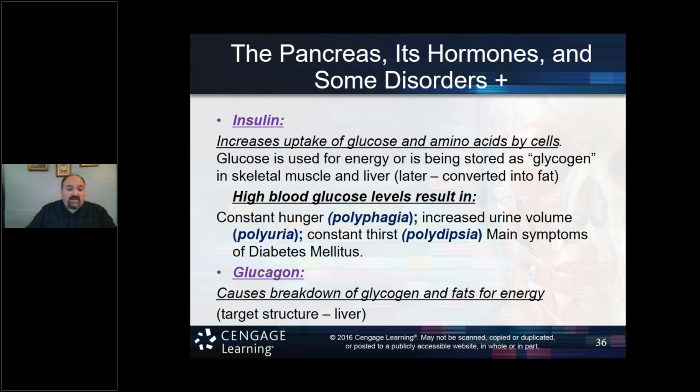And again, glucagon would have an antagonistic relationship with insulin. If insulin produces one effect, glucagon produces the opposite effect. And so you'll see here, target tissue is the liver. Liver and skeletal muscle contain the glycogen. We store glucose as glycogen in the liver primarily, and also in skeletal muscle. That's what the target of glucagon would be. So that target tissue would be the liver and the glycogen present within the liver.